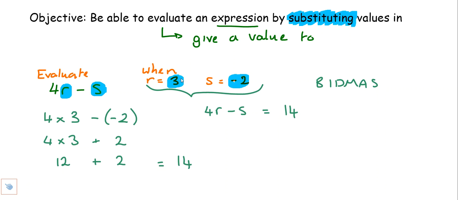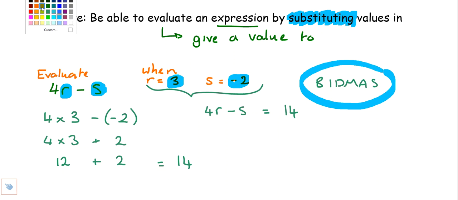And then we have to make sure that when we are doing the evaluation, we take note of BIDMAS. So we do it in the right order. Because there's nothing worse than putting the numbers in correctly and then doing it in the wrong order afterwards.